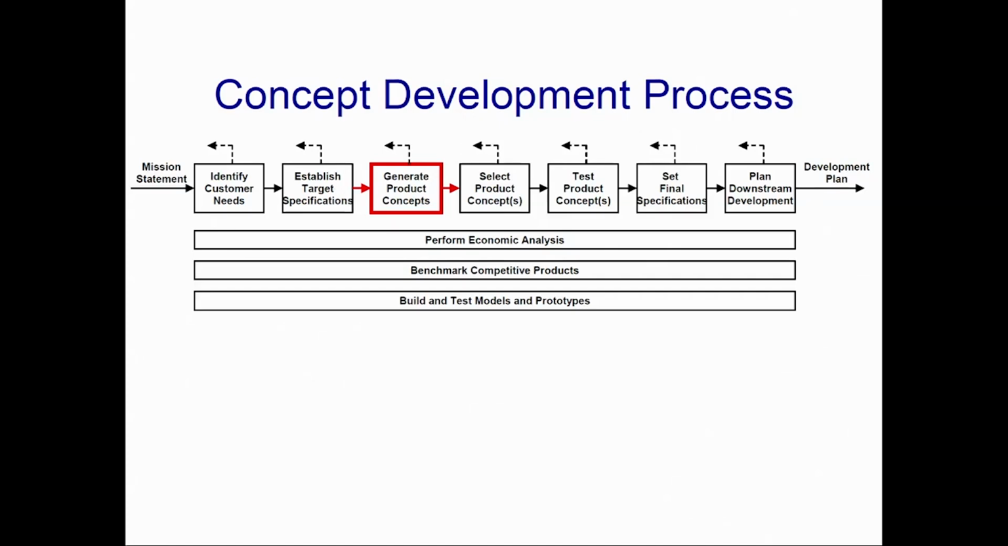Usually it is not this model, what you call over-the-wall design. At the bottom you see here, build and test models and prototypes. This is where rapid prototyping comes into the picture. Why it is called rapid prototyping is the very concept of any of this development process: you need to generate product concepts, select the concepts and test them like that.